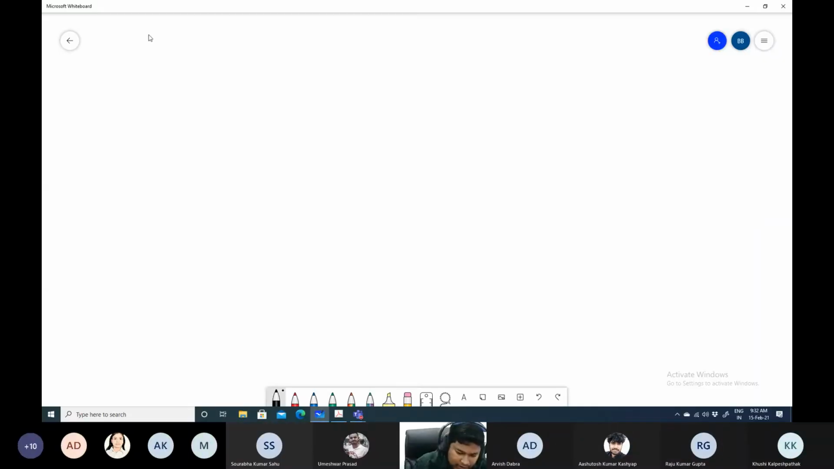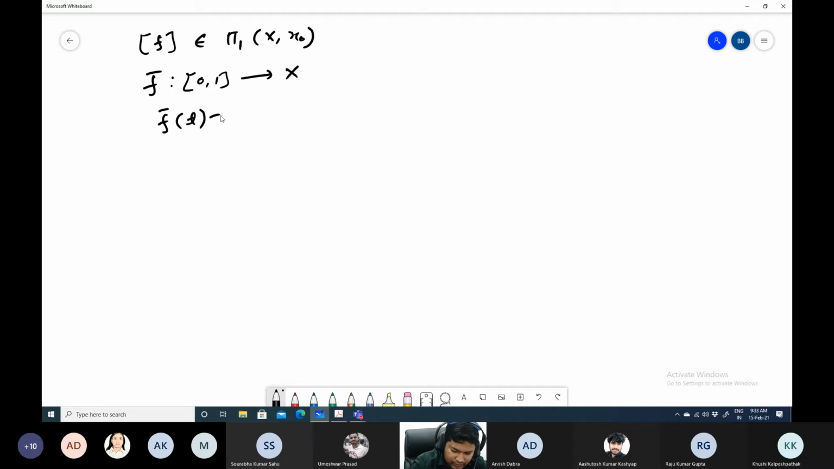So actually here I told you that whenever you have a loop, say f in pi_1(X, x0), then for one loop f you can always define f bar. It is kind of like f inverse. So how to define that? This is again a path, and it is defined by f bar(t) equal to f(1 minus t).